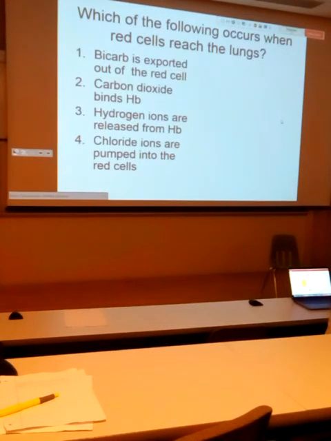All right, what is the right answer? So let's see, yes, it should be 3. Bicarb is exported out of the red cell? No, when you're in the lungs, it should come in. Carbon dioxide binds hemoglobin? No, because hemoglobin will be oxygenated, so it will kick it off. Hydrogen ions are released from hemoglobin, that's correct, because once it binds oxygen, it kicks them off. And chloride ions are pumped into the red cell? No, they're pumped out because bicarb comes in. So the right answer should be 3.